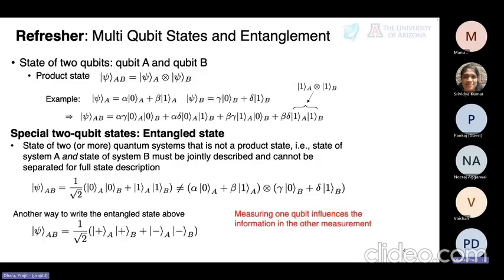So in a certain sense, this is a kind of state where measuring one qubit, or measuring one system, influences the information in the other measurement. An entangled state can be represented in other bases, and there are some theorems which show that if it's a maximally entangled state, and we'll come to what that means later on, then in any orthonormal basis it should be maximally entangled. Just your representation shouldn't change your entanglement quantity, or quantification, in the system.